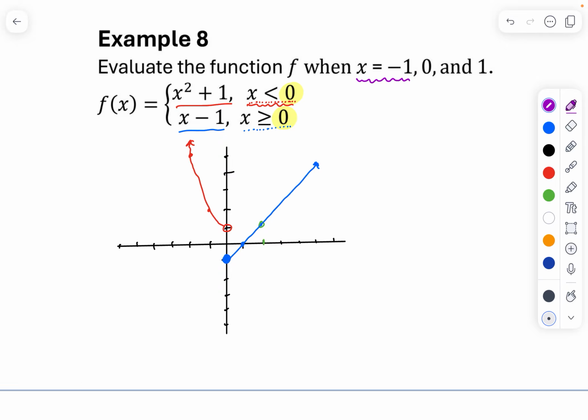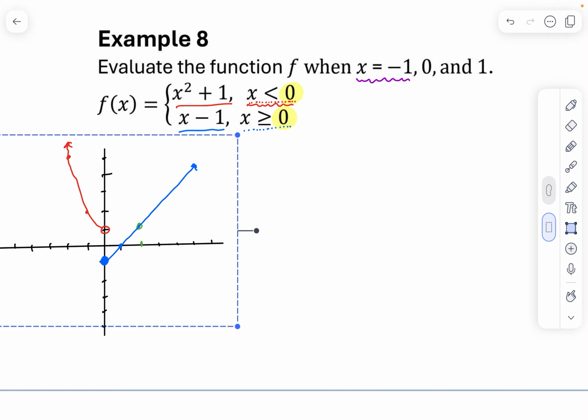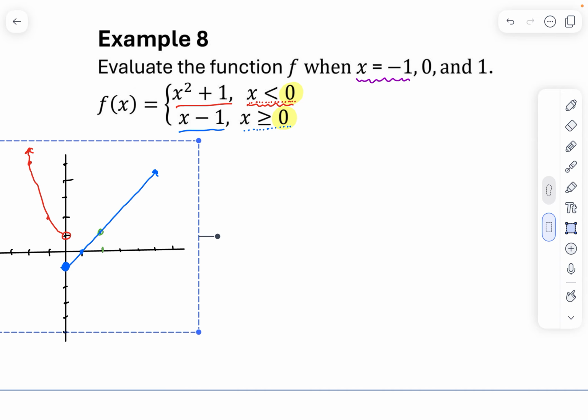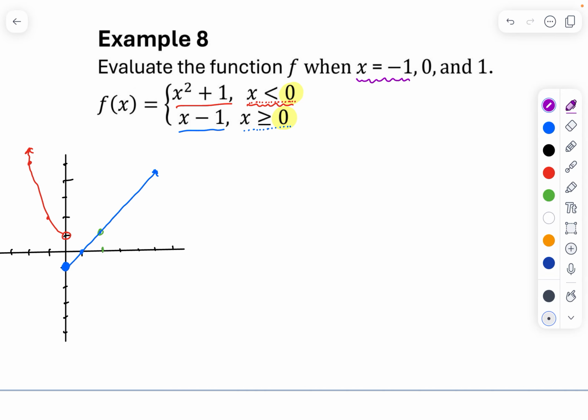So I went ahead and drew the graph because I thought that that may help, but you absolutely do not need this graph. As long as we can determine where x falls, if we're evaluating when x is negative 1, 0, or positive 1, it's really just a matter of knowing and understanding, okay, which piece am I getting after, which piece am I going with, and we can go from there.